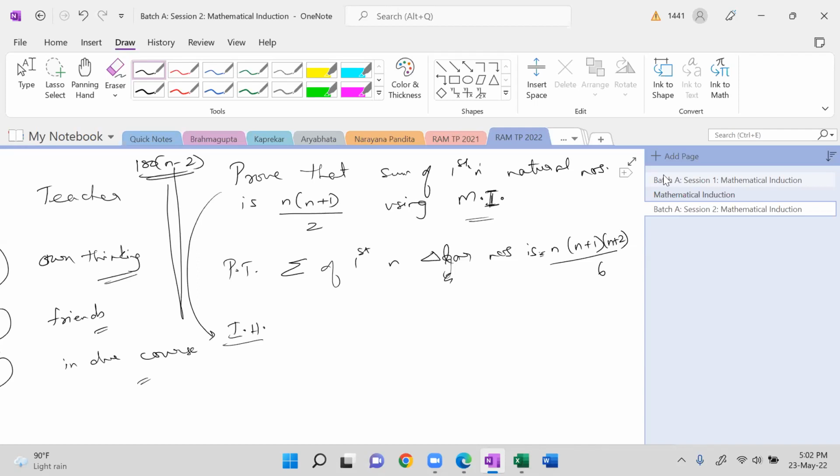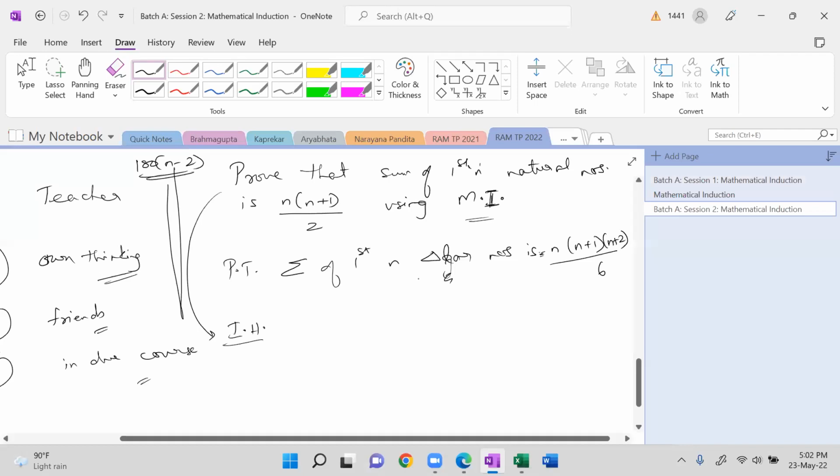Yes, sir. Can you give me the induction hypothesis, Ishan? I'm thinking about it. Varun? Induction hypothesis. We can assume that the claim is true for some arbitrary but particular k.